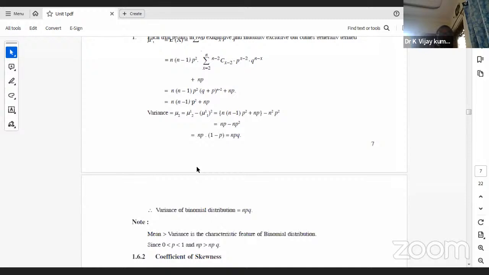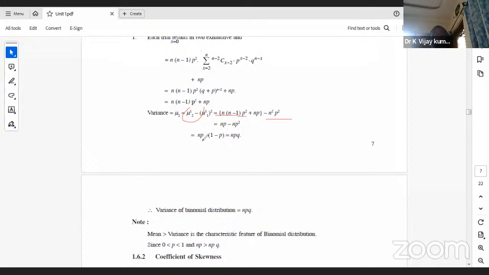The variance is mu 2 dash minus mu 1 dash whole square. The formula is n into n minus 1 p square plus np minus n square p square. Multiplying and cancelling, n square p square minus np square plus np minus n square p square, which reduces to np minus np square.